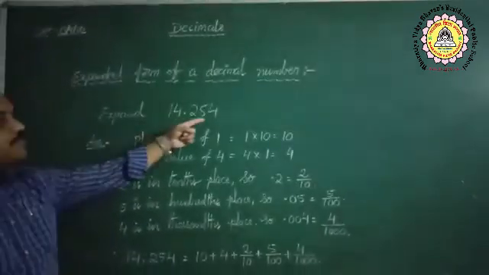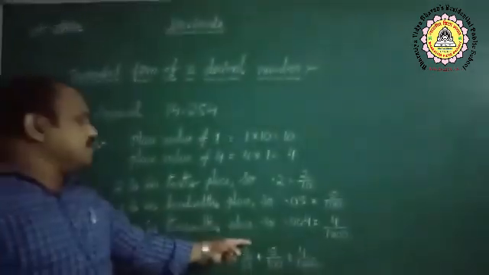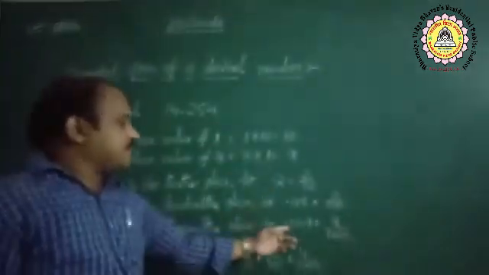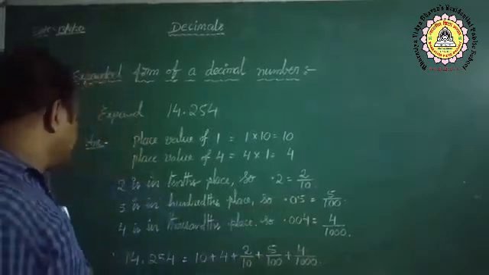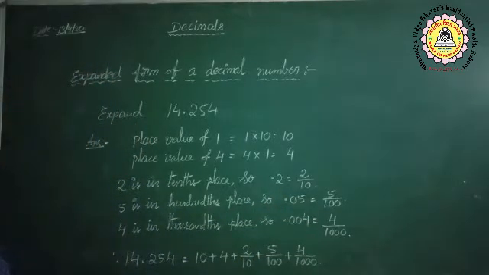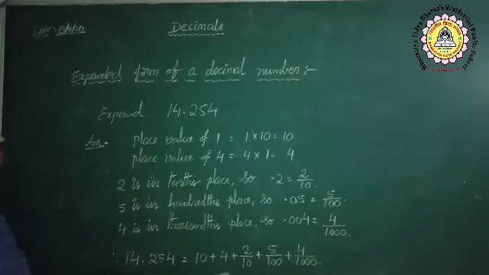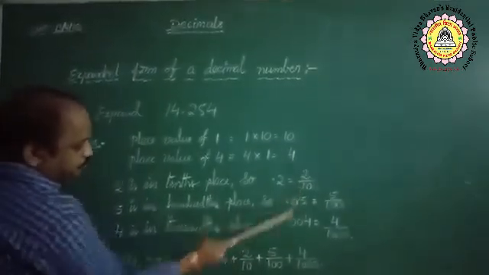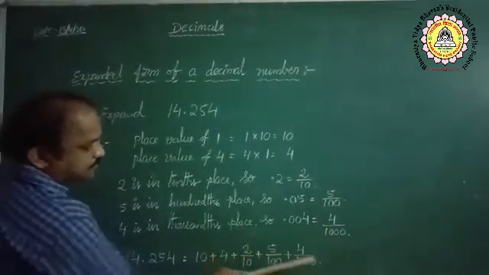Okay. Last one is 4, which is in thousandths place. So 0.004 is equal to 4 by 1000. So therefore, now we are going to write the expanded form of this decimal number. 14.254 is equal to 10 plus 4 plus 2 by 10 plus 5 by 100 plus 4 by 1000.